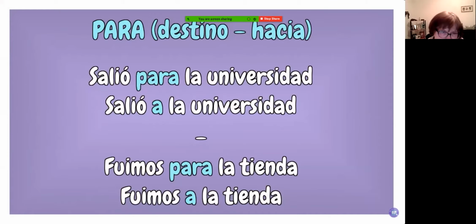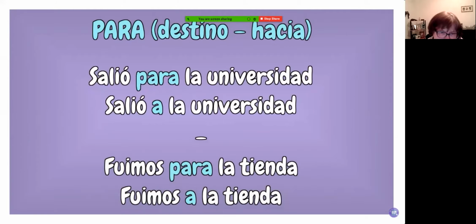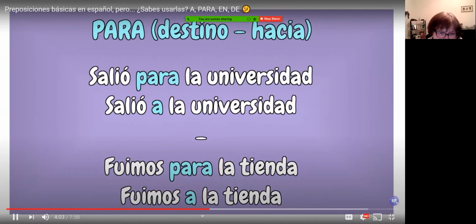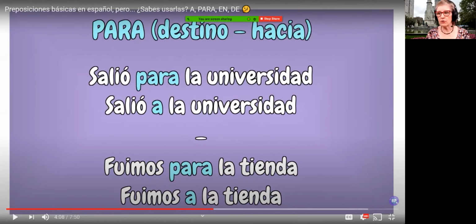Por ejemplo, puedes decir salió para la universidad. También puedes decir salió a la universidad, pero puedes escuchar a algunas personas decir salió para la universidad o fuimos para la tienda, es decir, que fuimos a la tienda. So you can use para and a interchangeably with verbs like this to talk about a destination, to talk about where you want to end that journey of movement.